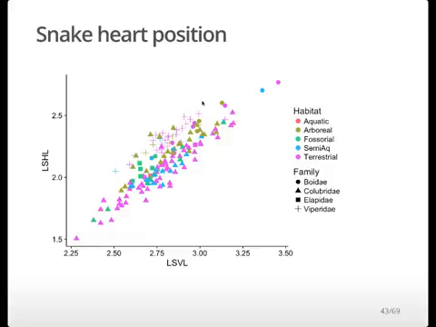So all the viperids fall up here. There's a long distance to the heart, relatively speaking, on a per snout vent length basis; the heart is located further posteriorly, right? Just looking at this, you'd say we really need to deal with the phylogeny here, because there appears to be very, very apparent phylogenetic structure to these data.